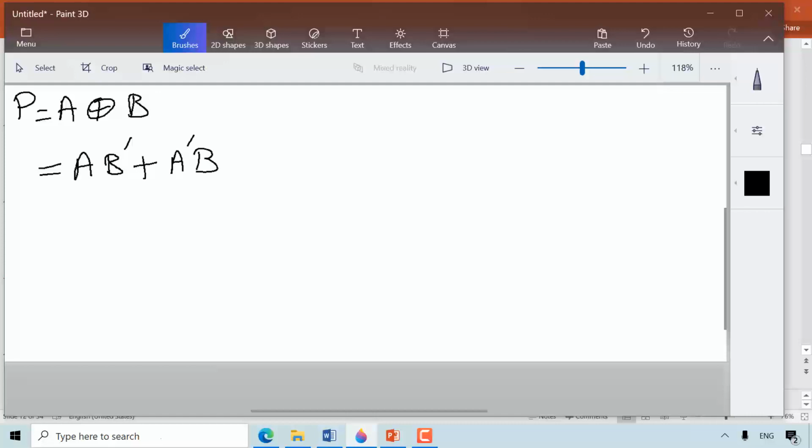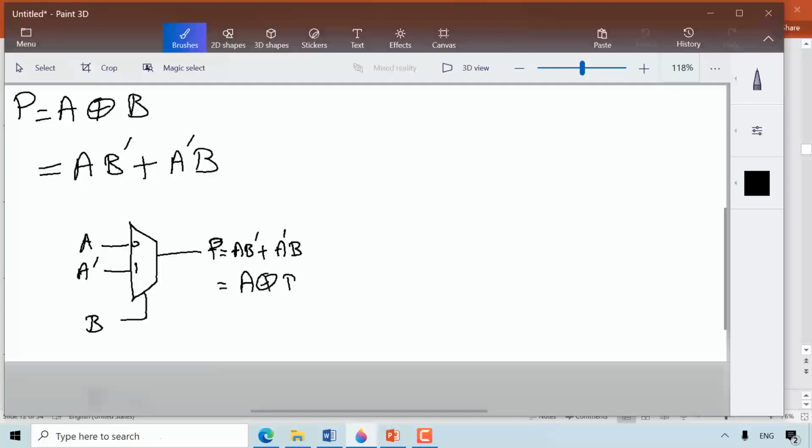I can implement this with a multiplexer where I can have B as a select signal, and A as data. So when B is 0, I have A. When B is 1, I'll have A prime. So what I have here in terms of output, P equals A B prime or A prime B, which is A exclusive OR B. So this is the function.